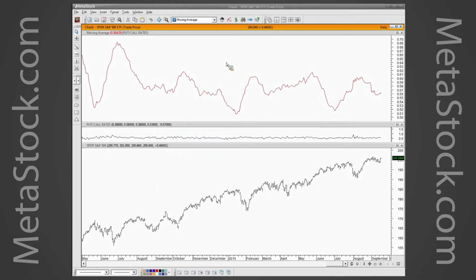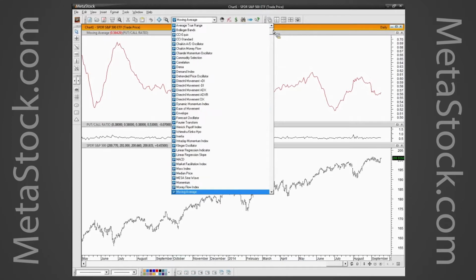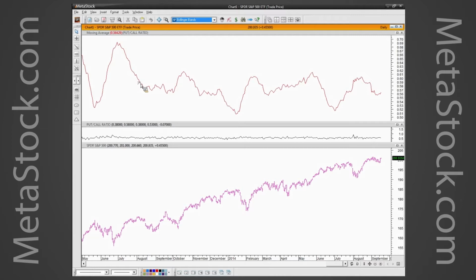And I'm looking at this and I'm thinking, now what indicator or study can I use to determine the peaks and the troughs, or the bottoming out and the topping out of the put-call ratio? There's a lot of different ways that this can be done, but I think a quick and easy way to do this is to use some kind of a band indicator. So we're just going to go ahead and use Bollinger Bands. So I'm going to plot Bollinger Bands right on that.